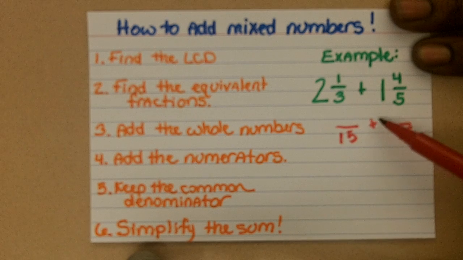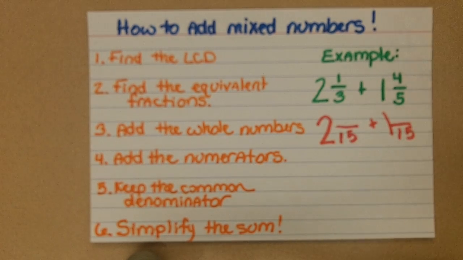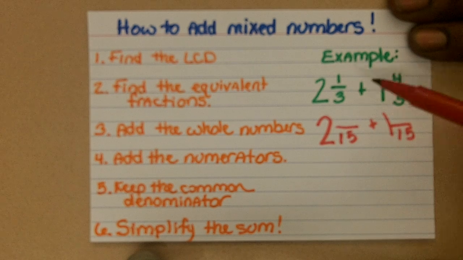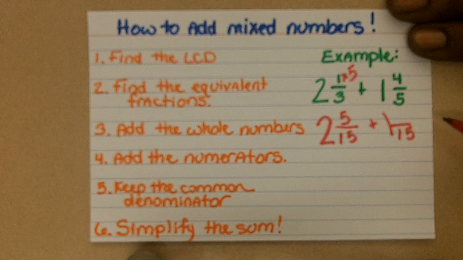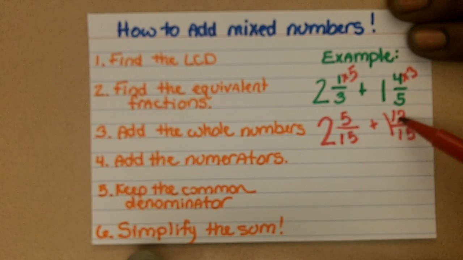And I'm just going to copy the whole numbers. You don't have to, but I strongly suggest you do so. All right, step number 2, find the equivalent fractions. We went from 3 to 15 by multiplying by 5. So 1 times 5 is 5. We went from 5 to 15 by multiplying by 3. So 4 times 3 is 12.